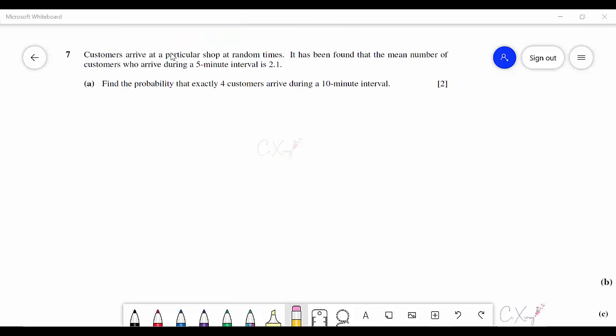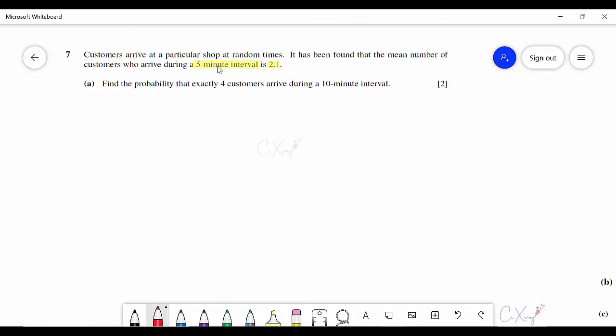Okay, so now we come to the very last question for this paper. Customers arrived at a particular shop at random times, and it has been found that the mean number who arrived during a 5-minute interval is 2.1. To me, an important keyword here is 5-minute interval. When they give you the mean in a certain interval, then generally this is Poisson distributed. So this is a Poisson distribution.